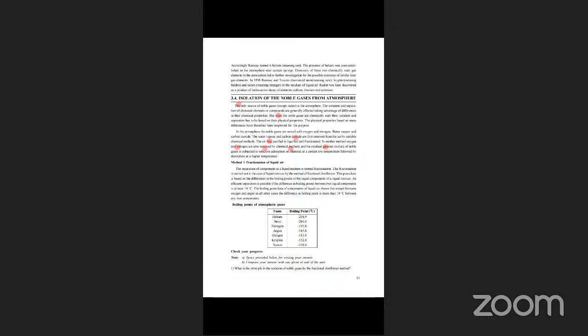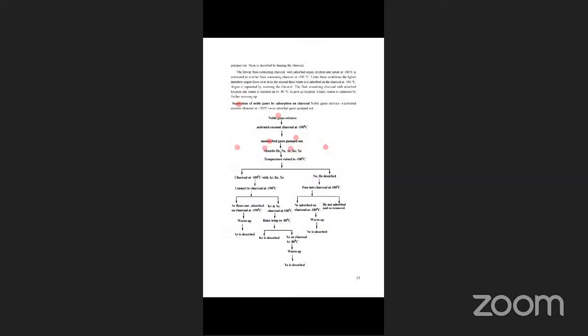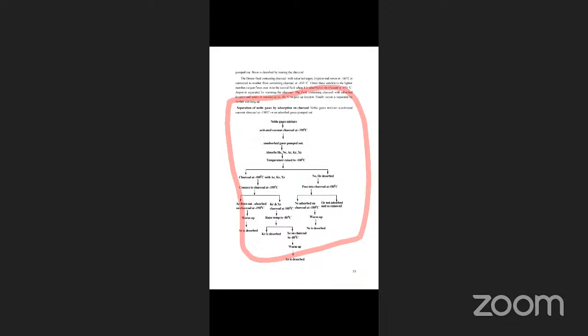There are two methods. Method 1 is fractionation, and method 2 is adsorption on charcoal. It is important. This chart, separation of noble gases by adsorption on charcoal, is very, very important. So we will discuss it in the next class, next Saturday.